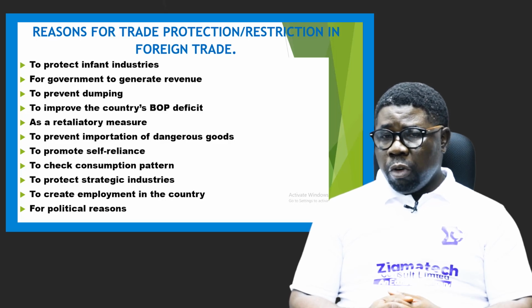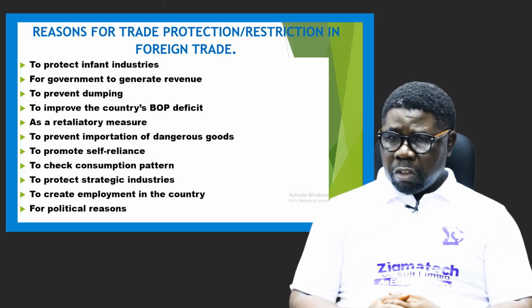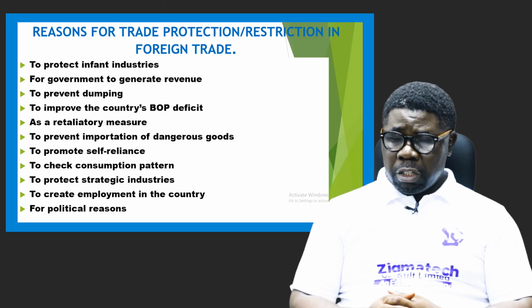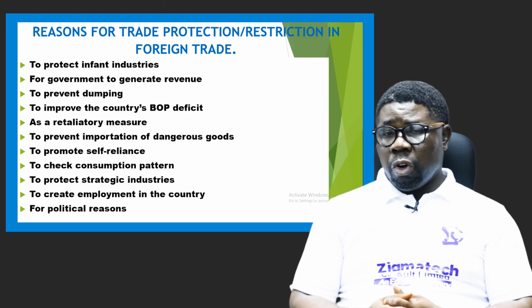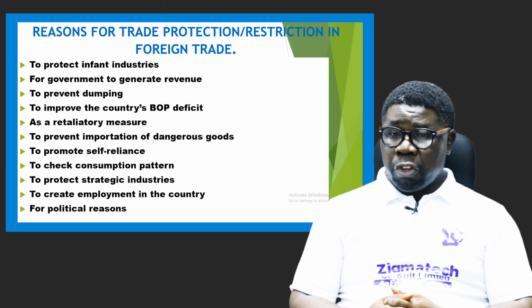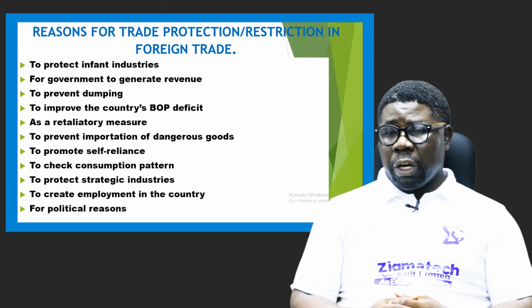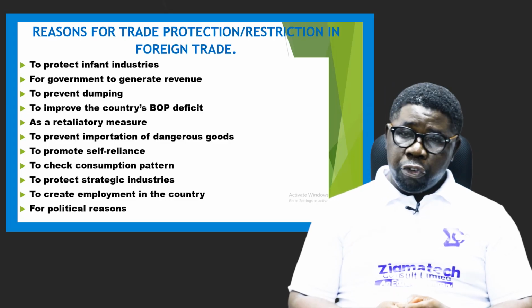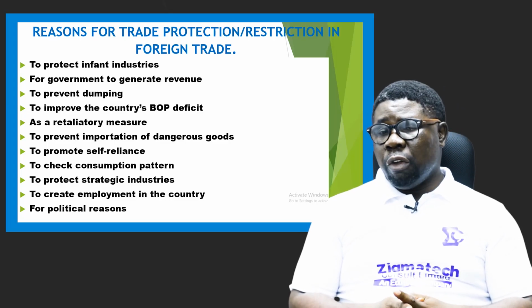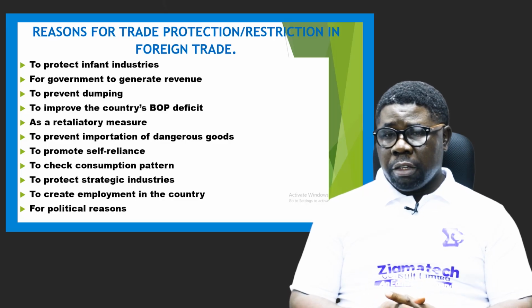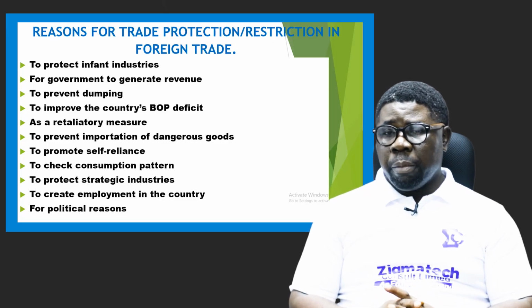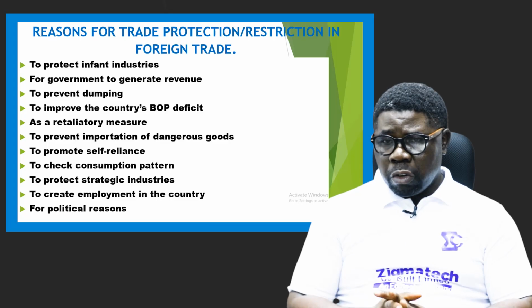Then, to improve the country's BOP deficit. When a country suffers a BOP deficit, it is very important, necessary, or mandatory for it to engage in trade restrictions, which will reduce the inflow of trade from other countries to your country. That means you have to reduce how much you import. That's a very good reason why a country should engage in restriction of trade.